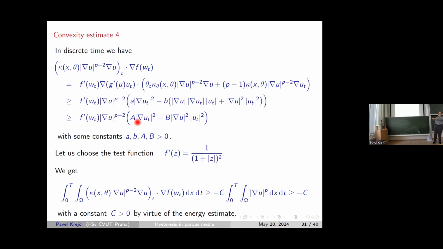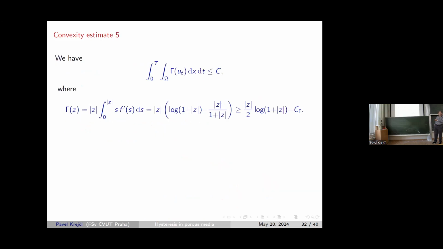So the term gradient ut squared does not help anymore. But what we get is minus a constant times the integral of gradient u to the power p. But we know that it is estimated by the energy estimate. And so we have the convexity estimate, which is gamma of ut. Gamma was the dissipation function.